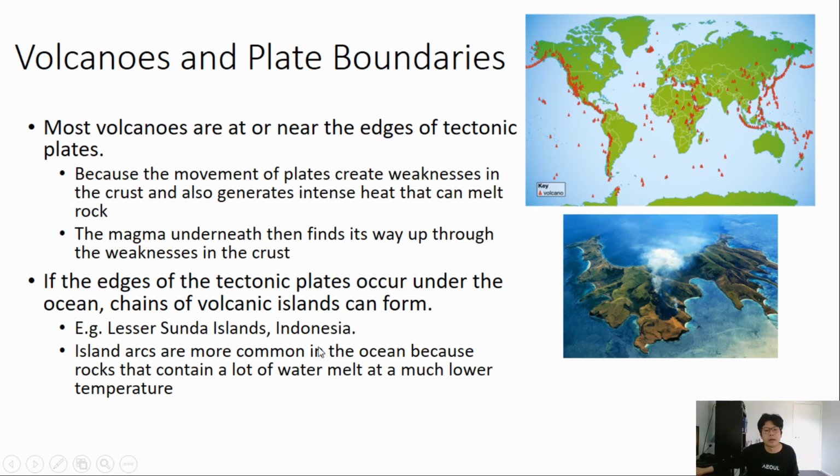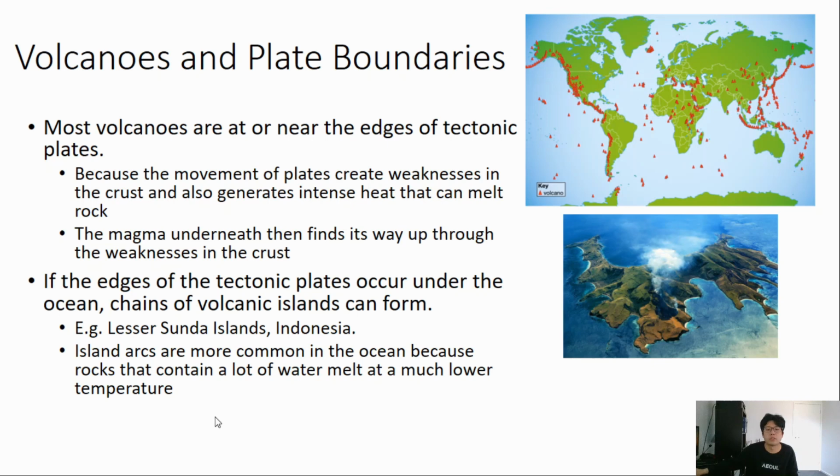And island arcs are more common in the ocean because rocks that contain a lot of water melt at a much lower temperature. This is important because the more rock that is melted, it means there's more magma. So that means there's more magma or lava coming out of the volcano, which forms into a rock once it's cooled down, forming these volcanic islands.